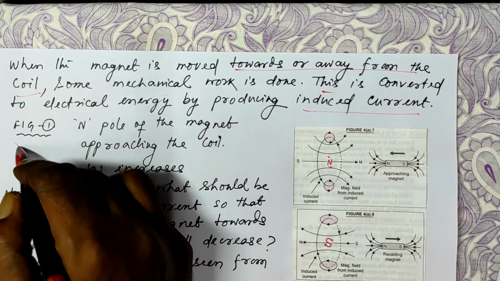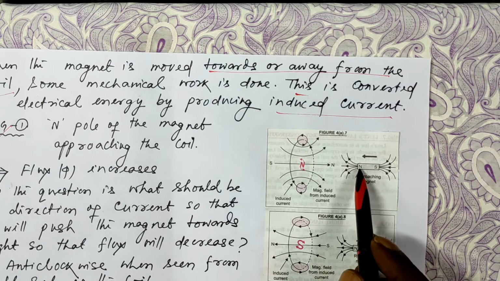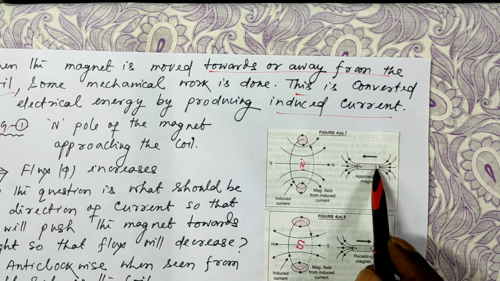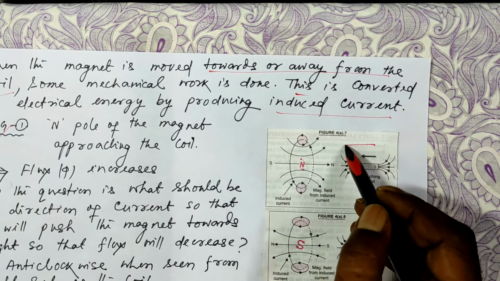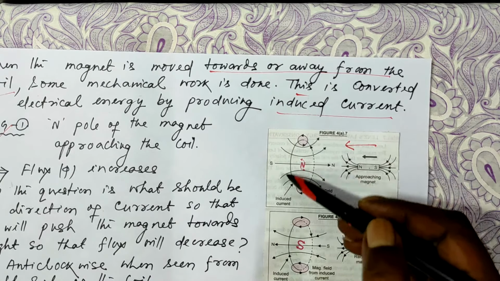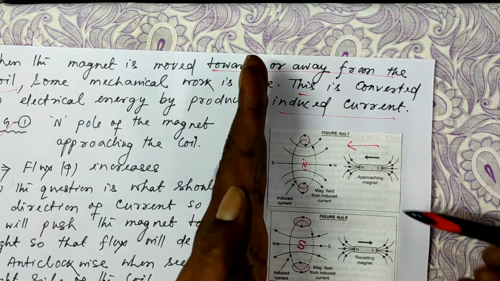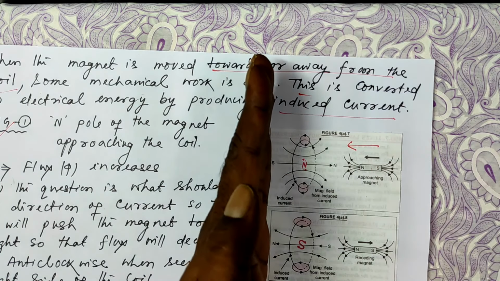Look at this figure 1. This is a magnet. This is the north pole of the magnet. This is the south pole of the magnet. This magnet is pushed towards the coil. And this is the coil. The coil is not kept horizontally like this. It is kept like this. Right? The magnet is pushed towards the coil.